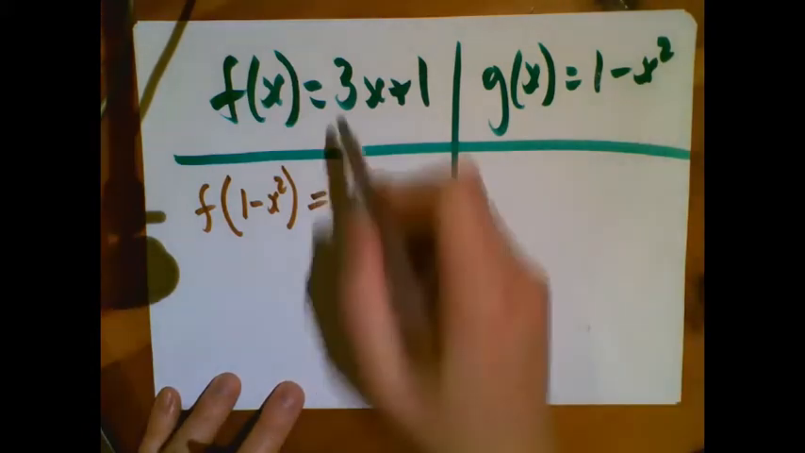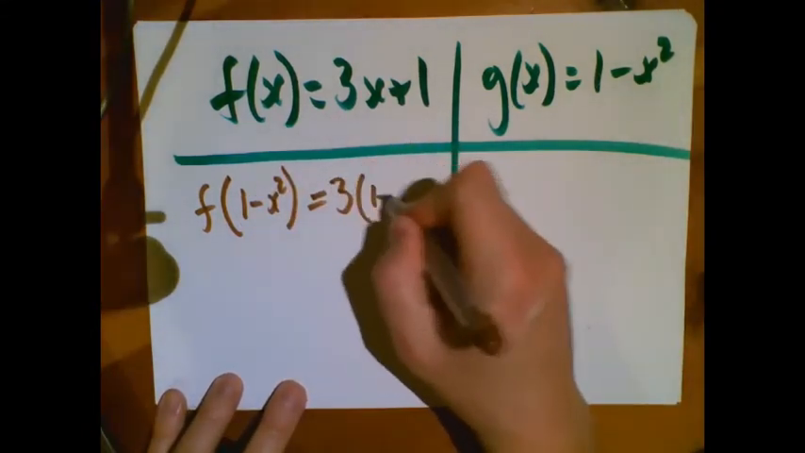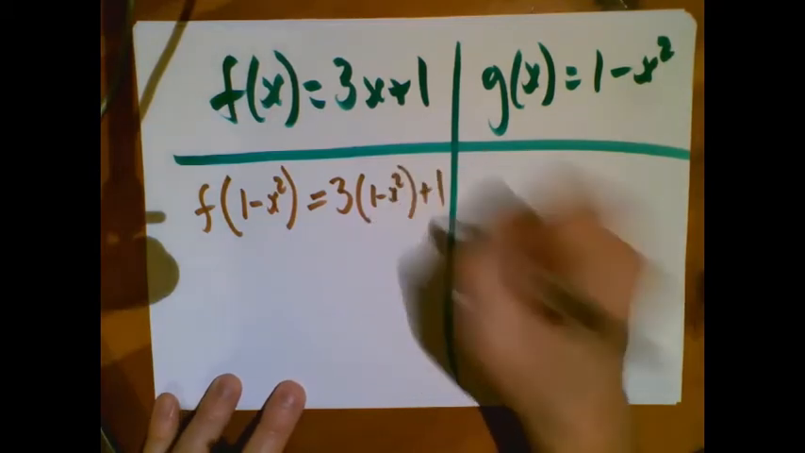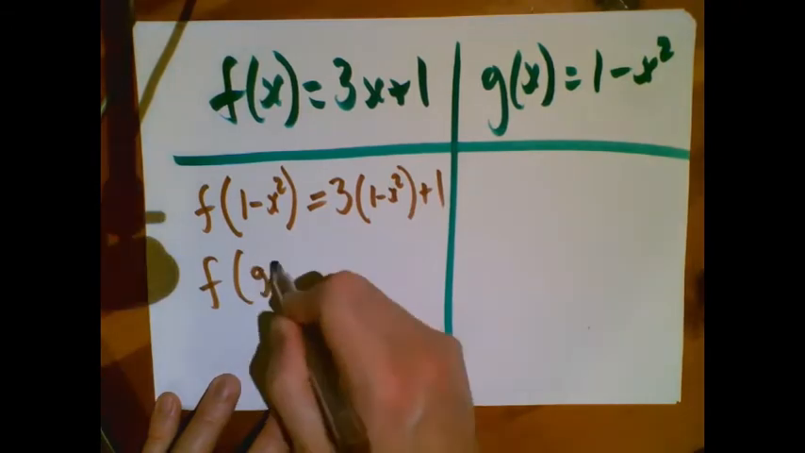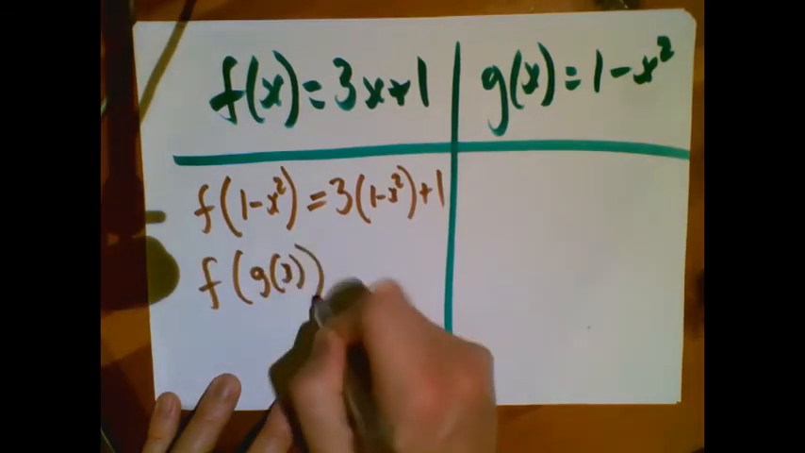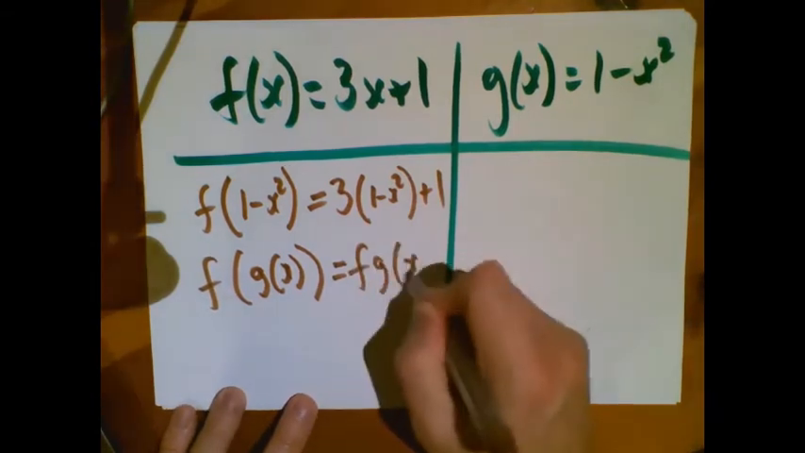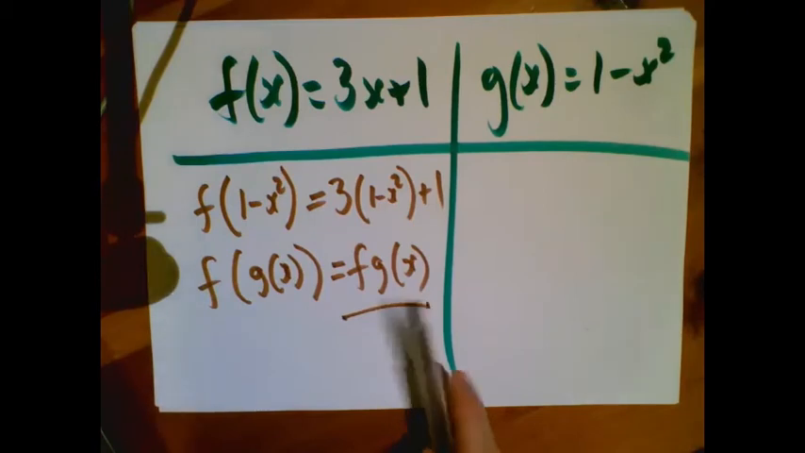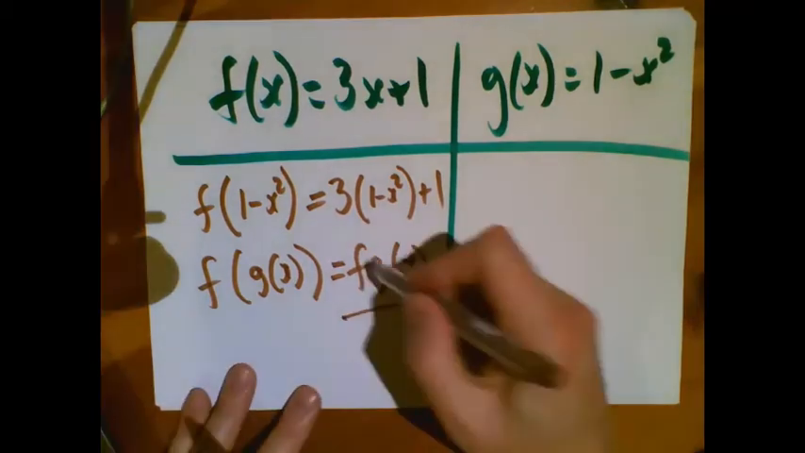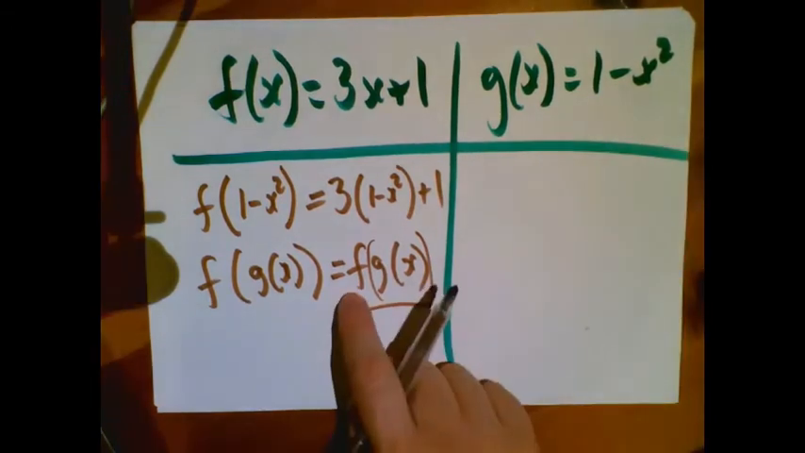If I did that, I would have 3 times whatever I'm putting into there, 3 times all of that, plus an extra 1. So this is actually the equivalent of g of x being put into f of x. And often that is just written as fg of x. And if you see it written like this, you read it from right to left. This is taking g of x and substituting that entire expression, 1 minus x squared, into the function f.